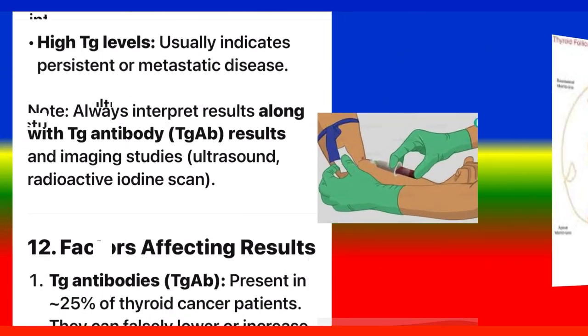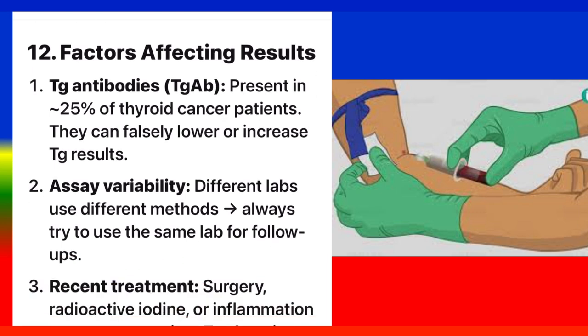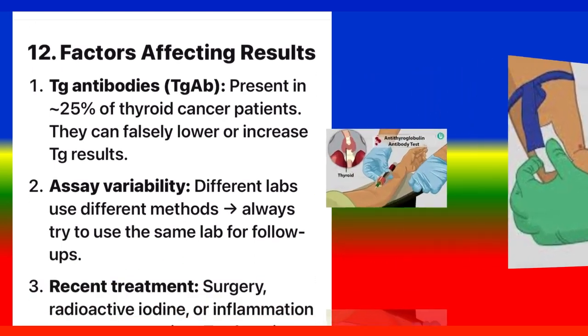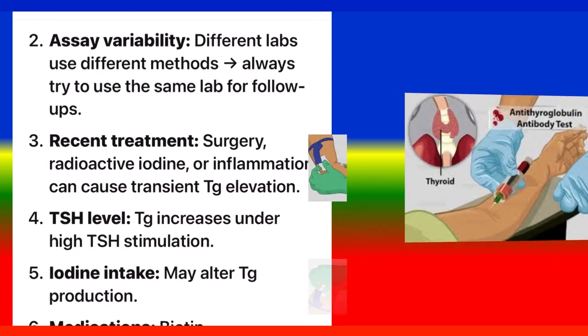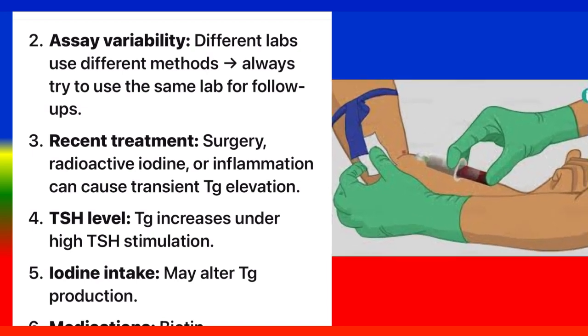Number 12. Factors affecting results. 1. TG antibodies, present in 25% of thyroid cancer patients. They can falsely lower or increase TG results. 2. Assay variability. Different labs use different methods. Always try to use the same lab for follow-ups.